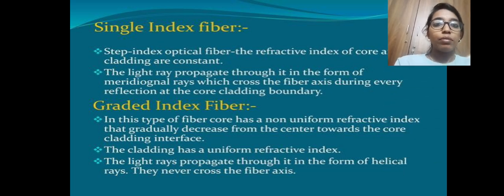Graded index fiber. In this type, the core has a non-uniform refractive index that gradually decreases from the center towards the core cladding interface. The cladding has a uniform refractive index. The light ray propagates through it in the form of helical rays. They never cross the fiber axis.